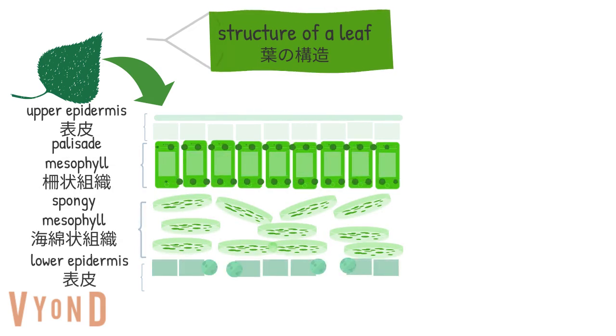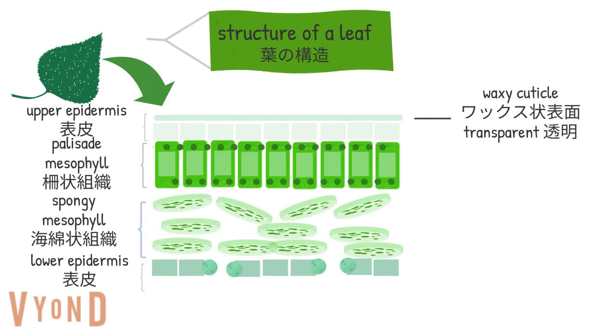The upper epidermis is a thin layer of cells that protects the leaf from damage and excessive water loss. Its surface is covered with waxy cuticles to cover the top of the leaf. The upper epidermis is also transparent, allowing sunlight to pass through to the mesophyll layer below. This part does not have chloroplasts.